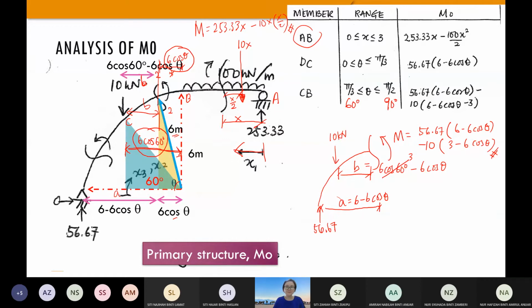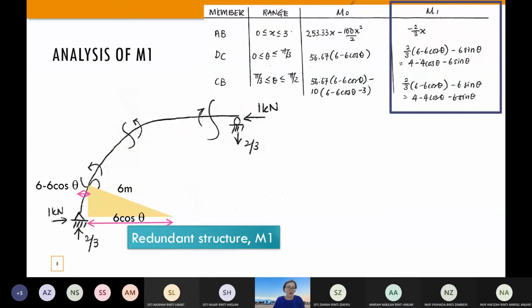Let us move to M1. You find that for cut section 1 and cut section 2, the moments will be the same, because there is no loading that differentiates these moments. So now I will get the moments here. This 1 kilonewton will be contributing to the moments, and 2 over 3 as well. So I have put 2 over 3 and the distance is 6 minus 6 cos θ.